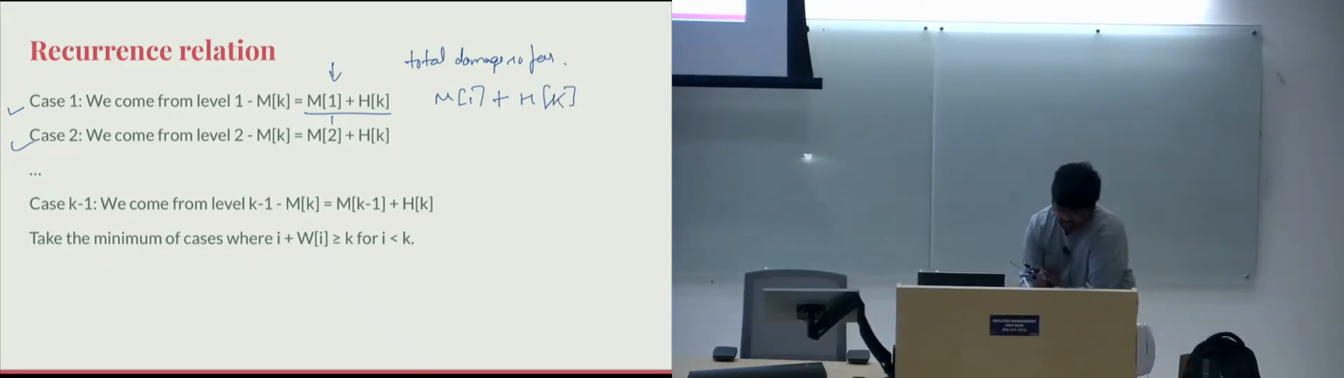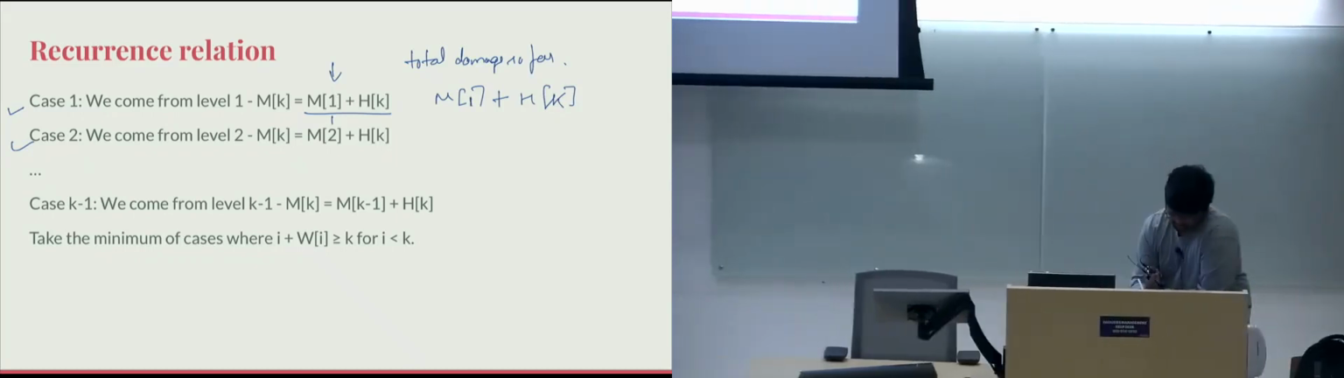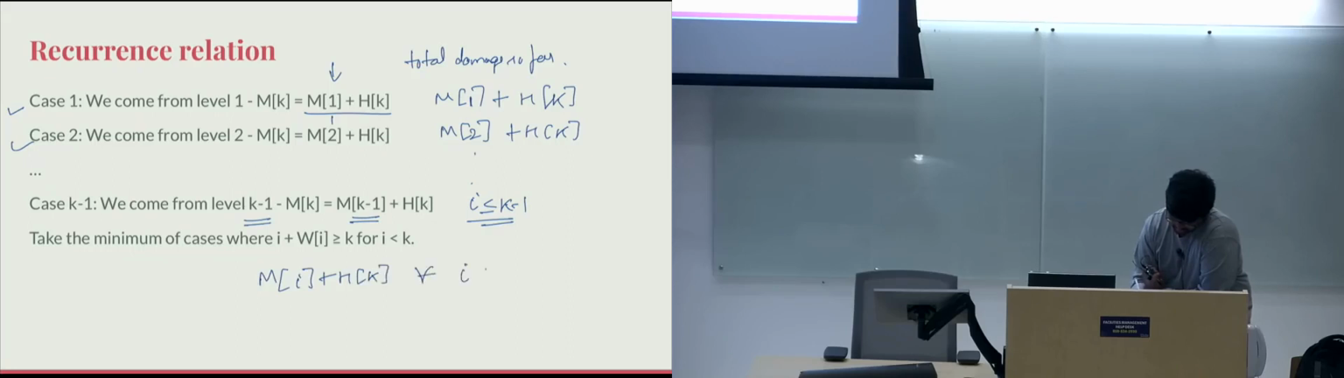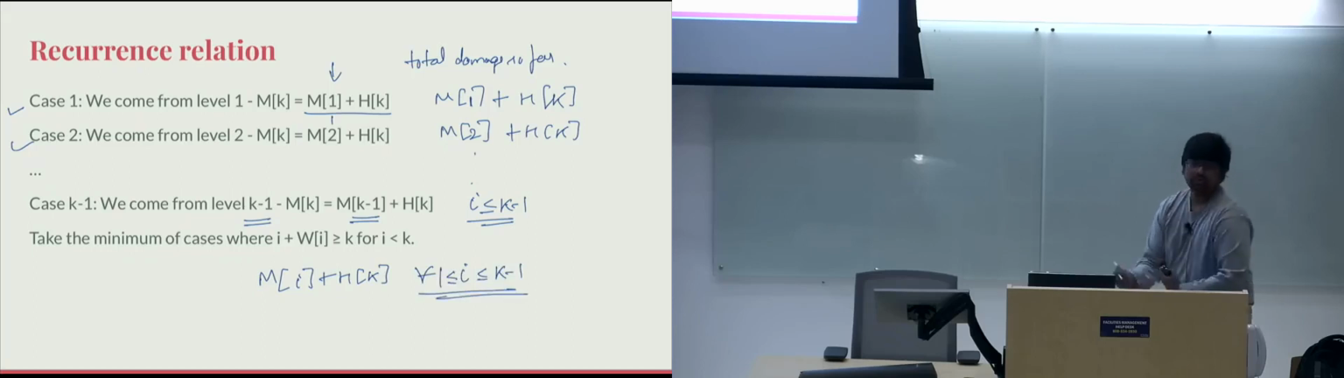Similarly for case 2, let's say you decide to jump from level 2 here. It will be total damage accumulated at level 2 plus h of k. So you check it for all i less than or equal to k minus 1 here. This is your k minus 1th. If we generalize it, it will be m of i plus h of k for every i less than or equal to k minus 1 and greater than or equal to 1. Is it clear? It's basically a loop.